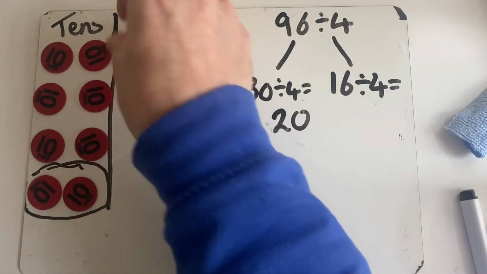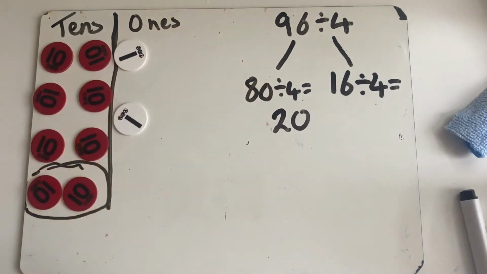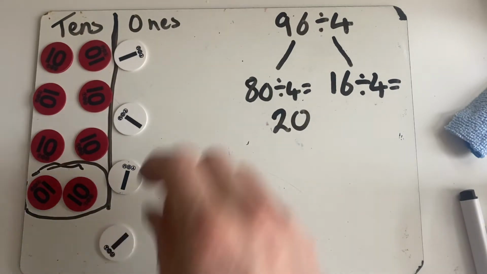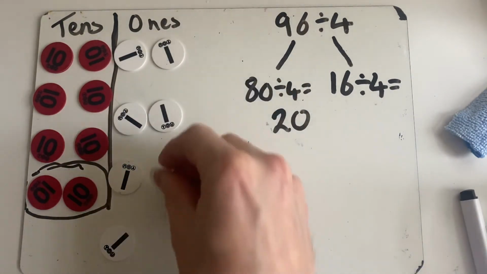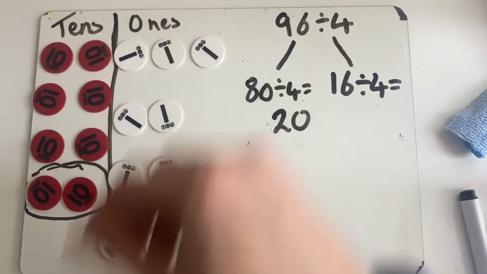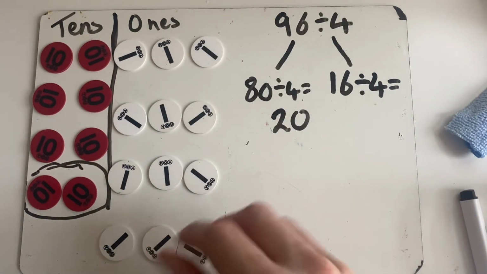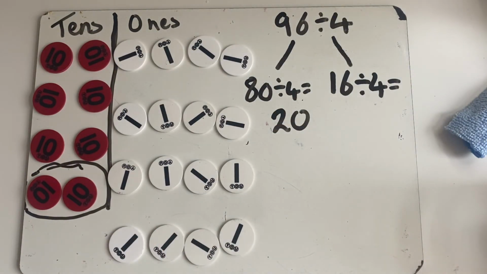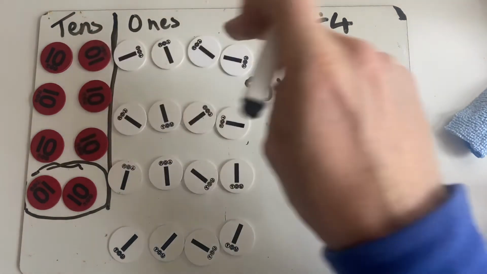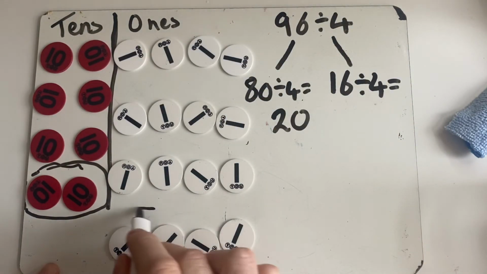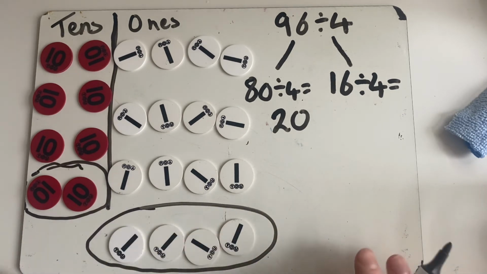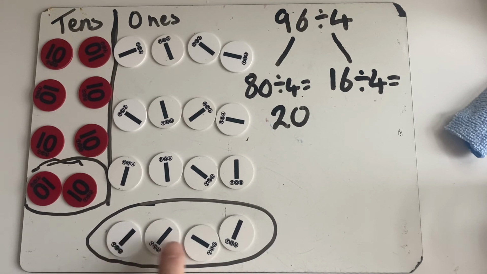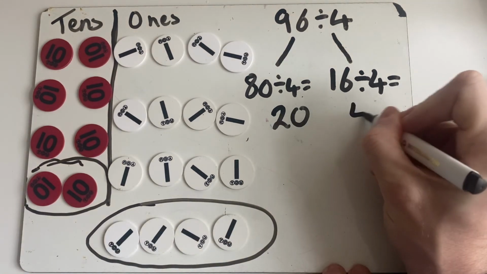Now we're going to make our 4 groups. So we've got our 4 groups already made. We're now just going to keep adding onto each group until we've run out of ones counters. Now I've got 4 groups: 1, 2, 3, 4. We're going to take one group, because remember we're only looking at one group. Once we've separated into 4 groups, I'm going to work out the value. So we've got 1, 2, 3, 4. So 16 divided by 4 equals 4.